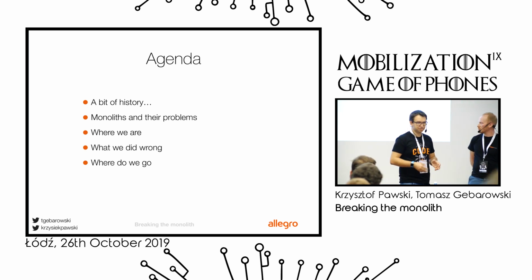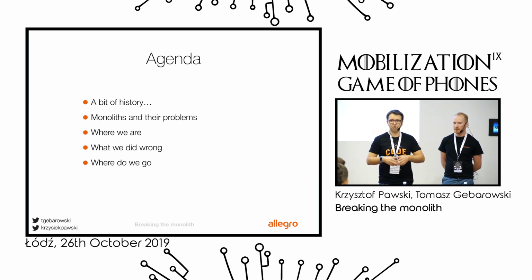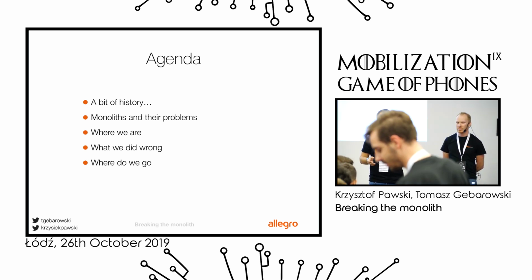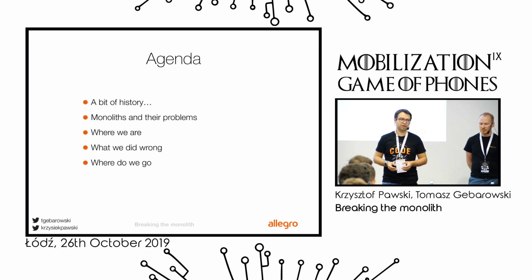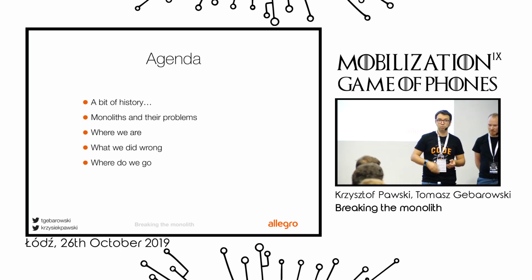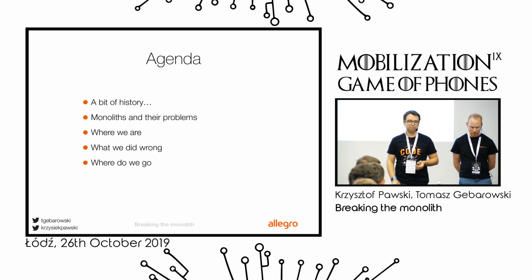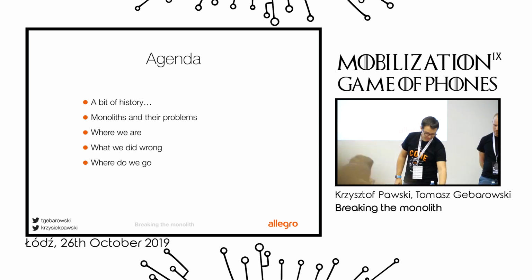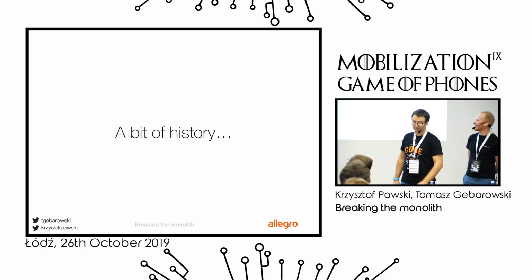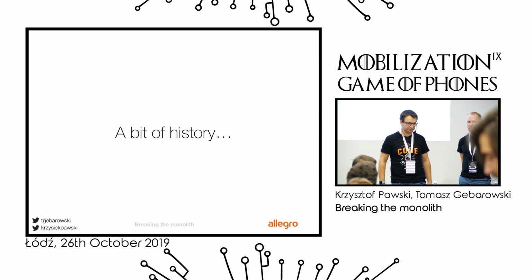And with that, we'll try to explain to you the problems of monoliths, the problems we had when trying to scale it. And finally, we'll show you our current status. Krzysztof will tell you more about our current status, what we did wrong, what we are trying to improve, and what our plans for the future are. So this is the agenda. But first, let's start with something.